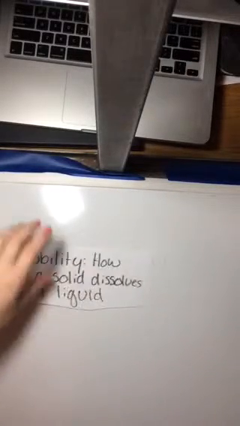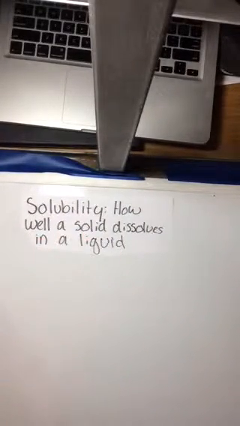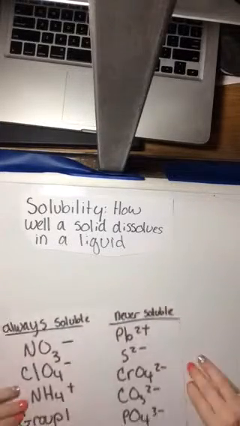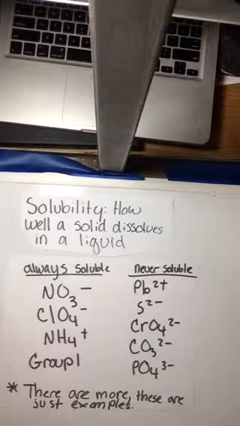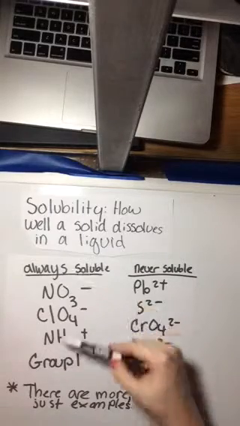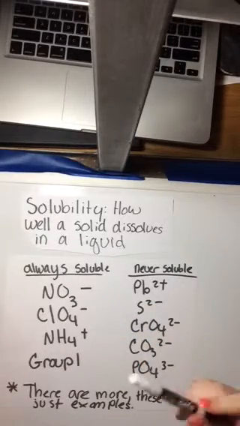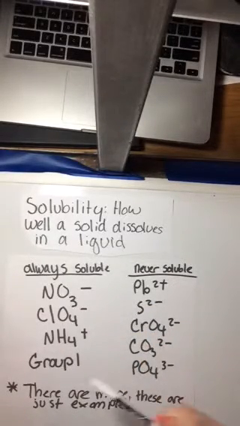Then we have solubility, which is how well a solid dissolves in a liquid. You have a solubility chart for that. So this is just the basics for the solubility chart, and this is solubility in water. So these are just some examples. They're not all of them, but you've probably seen these before or have memorized them. It's the always soluble and the never soluble. So these always form precipitates, but these never will.